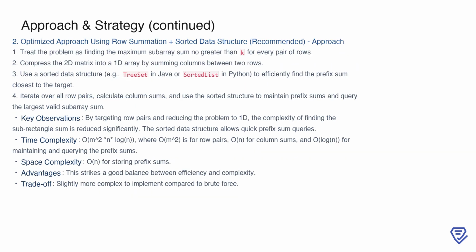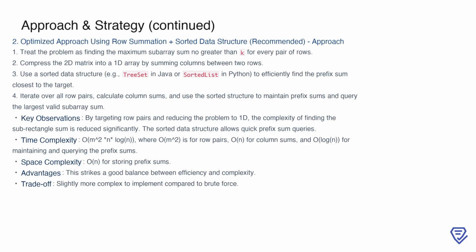A more refined and practical solution is the optimized approach that combines row summation with a sorted data structure. In this method, we transform the problem into finding the maximum subarray sum no greater than k for every pair of rows. To achieve this, the matrix is compressed into a one-dimensional array by summing up columns between two rows. This reduces the problem from 2D to 1D for each row pair.